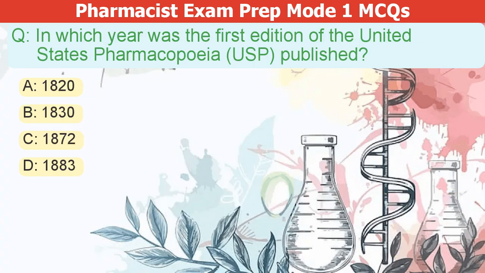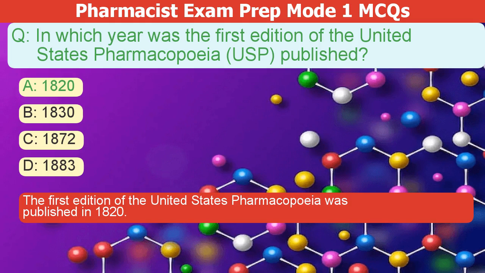In which year was the first edition of the United States Pharmacopoeia, USP, published? A. 1820. B. 1830. C. 1872. D. 1883. The correct answer is A. The first edition of the United States Pharmacopoeia was published in 1820.